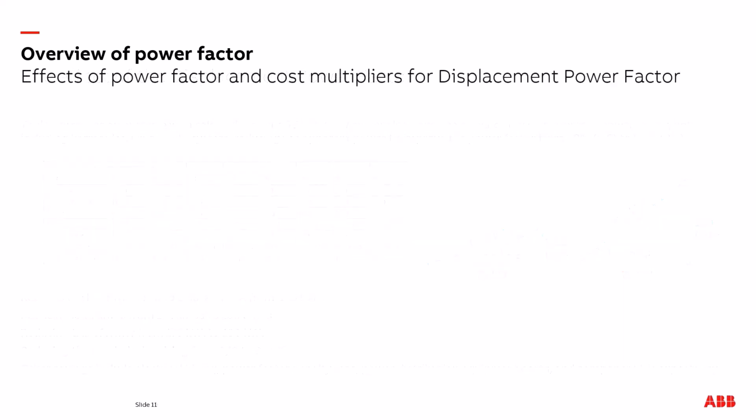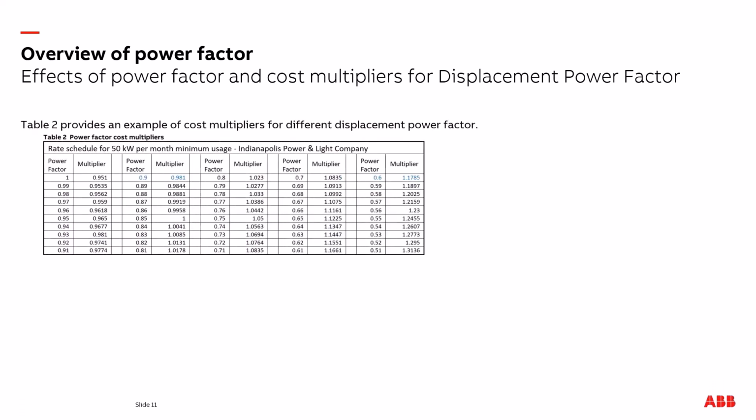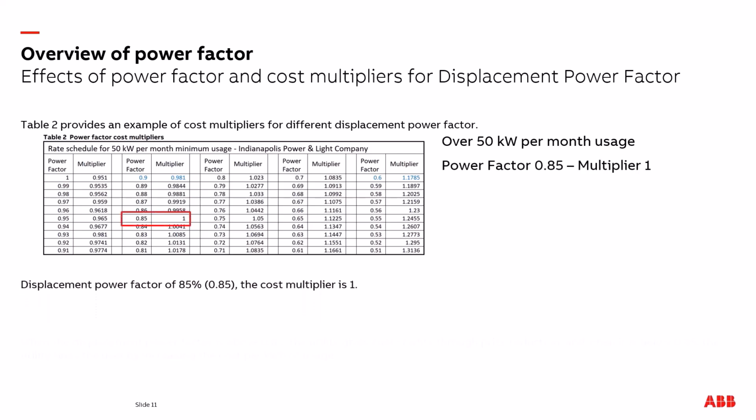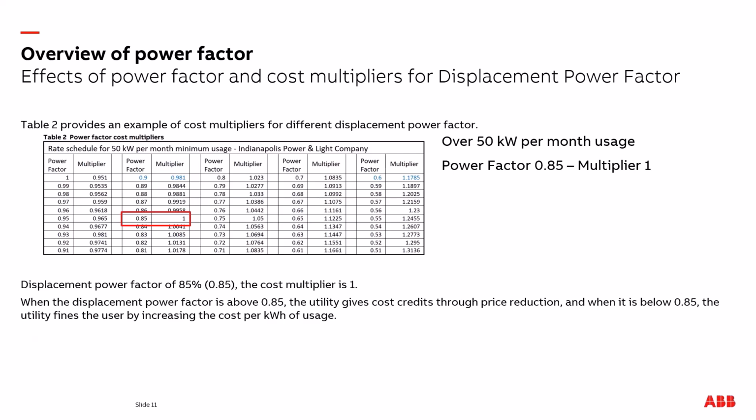Let's look at the effects of power factor and cost multipliers for displacement power factor. Table 2 here comes from Indianapolis Power and Light Company, and it's for over 50 kilowatts of usage per month. We're going to start out with a power factor of 0.85. That's the multiplier of 1. If you have a 0.85 power factor, your multiplier is 1, therefore your cost per kilowatt-hour is your cost per kilowatt-hour. Now, if you get better than a 0.85 power factor, the power company gives you a discount. If you're worse than 0.85 power factor, the power company will penalize you for it.